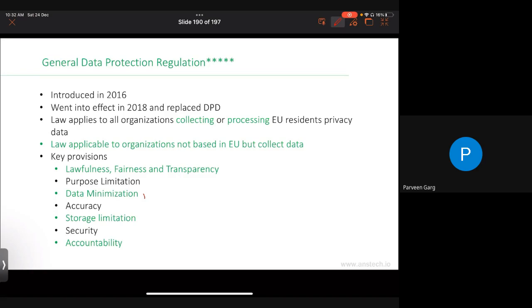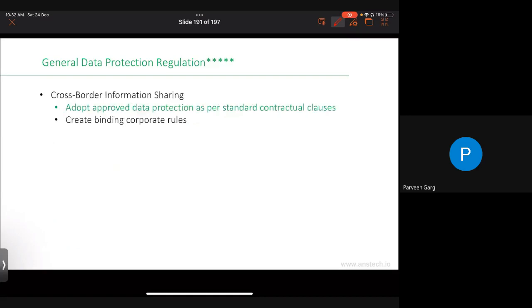Okay, you will have to give the purpose for which you are collecting, and how much you are storing. So if you have to keep the KYC data for 7 years, you will only keep the data for 7 years. After that, you will delete. And there is somebody who is going to be accountable for that data. So if you are collecting, you are accountable. If you are processing the data, you are accountable. So remember that.